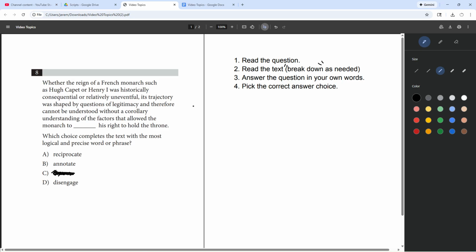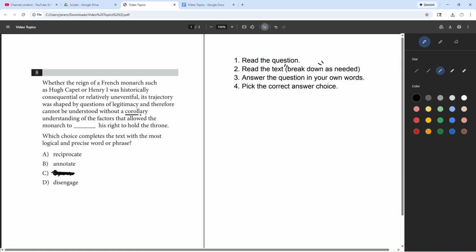All right, already pausing, going to break down the text. What is this saying to me? Okay, whether or not the reign of this guy was important or not important, its trajectory was shaped by questions of legitimacy. So the way the reign ended up going was shaped by whether or not he was actually supposed to be there. Okay? And therefore, because we're questioning whether or not he actually should have the throne the whole time, it cannot be understood. So we don't really understand what happened without a corollary understanding.